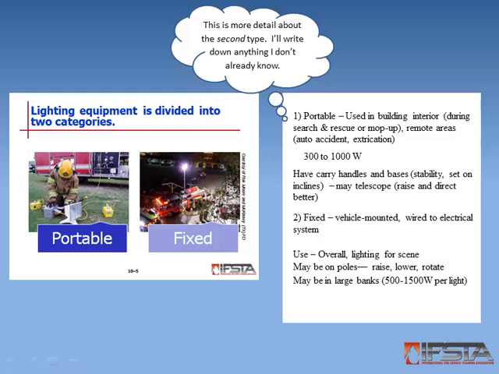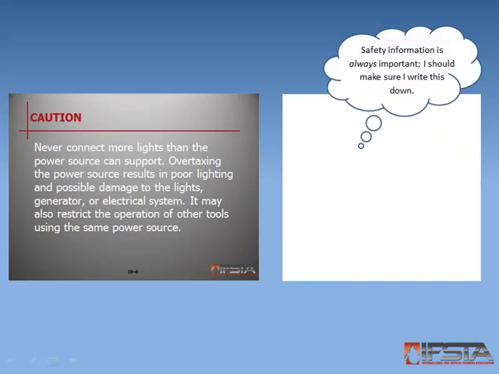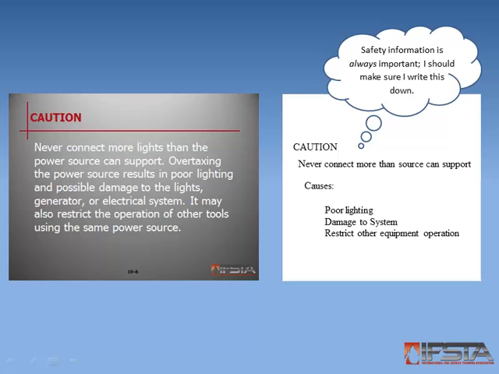A number of these units mounted on apparatus are only limited by the amount of power produced by the vehicle-mounted generator or apparatus electrical systems. A caution: never connect more lights than the power source can support. Overtaxing the power source could result in poor lighting, possible damage to the lights, the generator, or the electrical system. It may also restrict the operation of other tools being used by the same power source. So if you're using electrical extrication equipment from the same power source, you may not get as much power from the electrical extrication equipment.